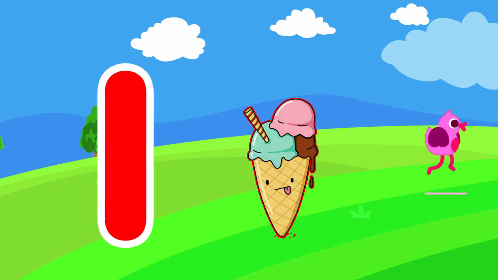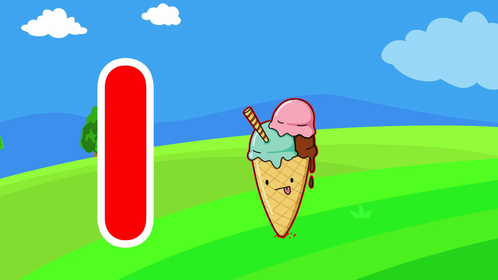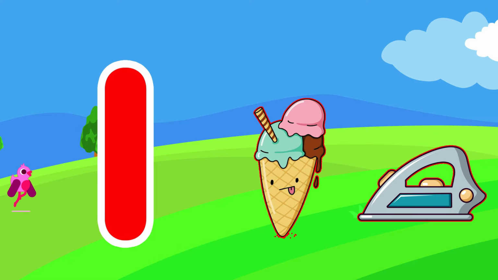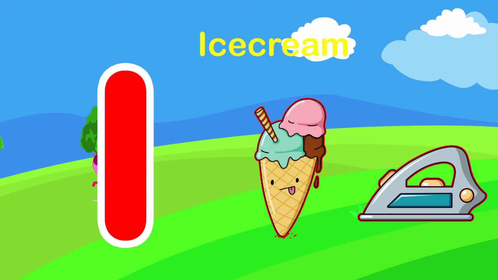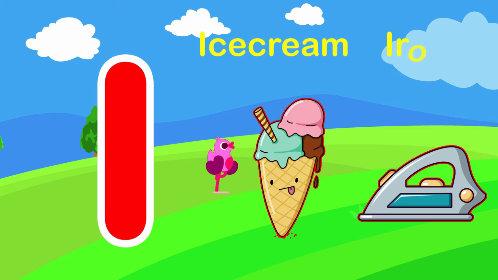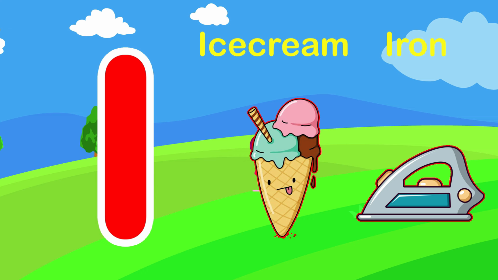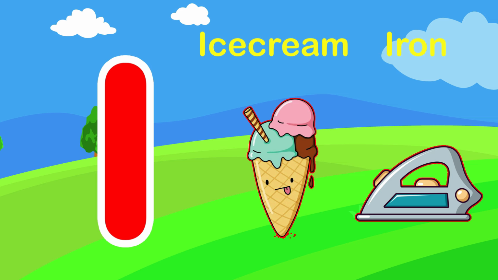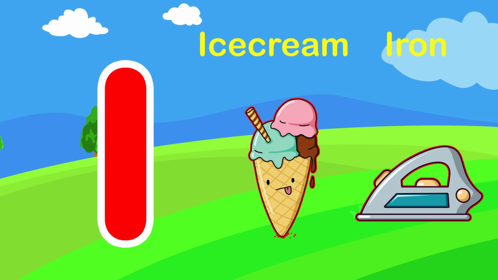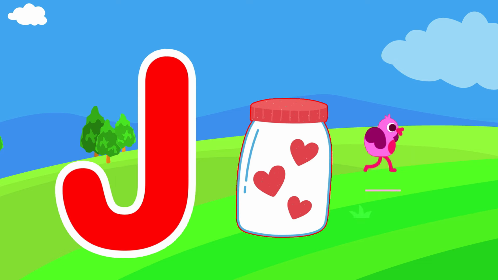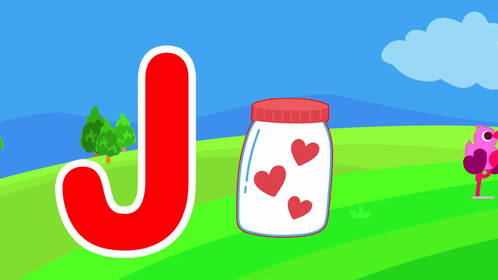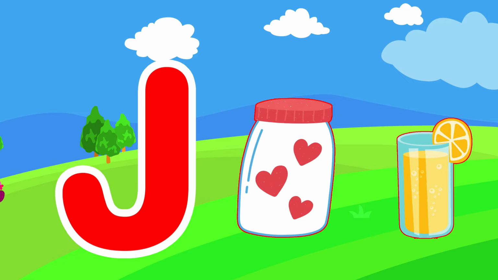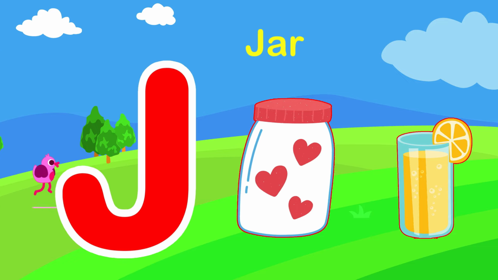I is for ice cream, I, ice cream. I is for iron, I, iron. I is for I, ice cream. I is for I, iron. J is for jar, j, j, jar. J is for juice, j, j, juice. J is for j, j, j, j, jar.